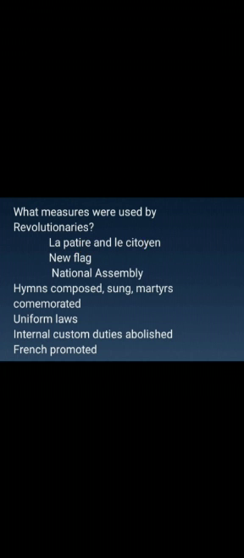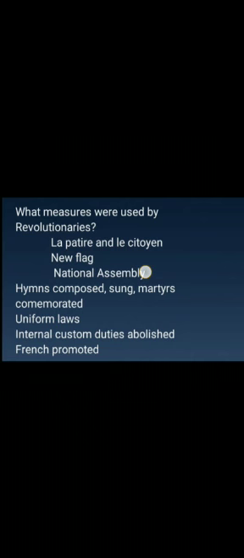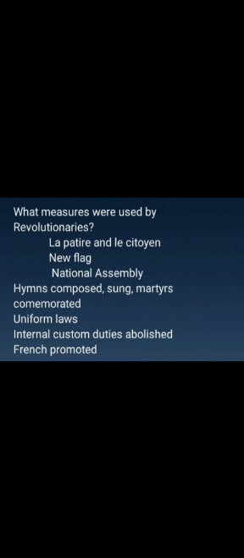Secondly, when France became democratic, the royal flag was replaced by a new tricolor flag. Then, third, the National Assembly came into being, and we find the Estates General to be no more there. The Estates General was elected by the body of active citizens. It was renamed and given the name National Assembly.